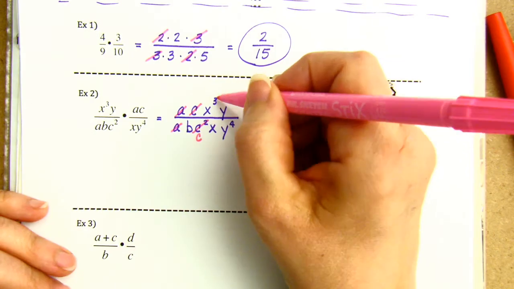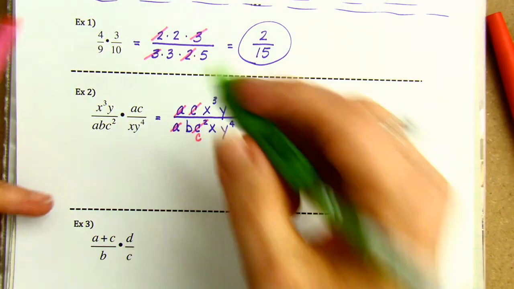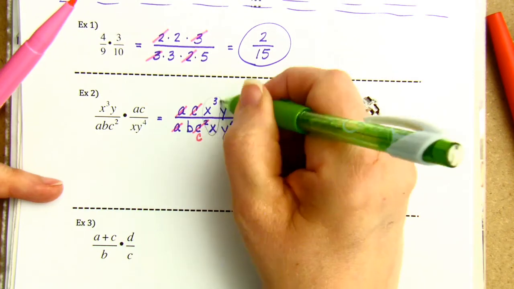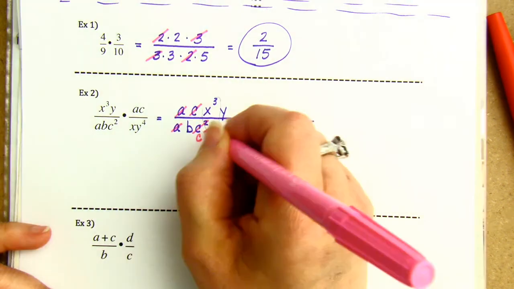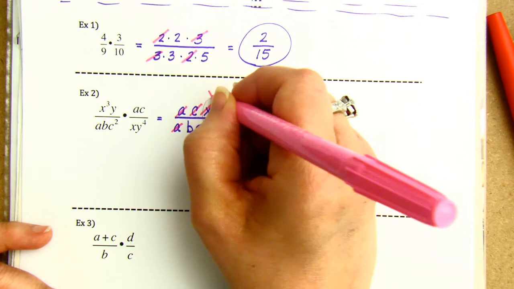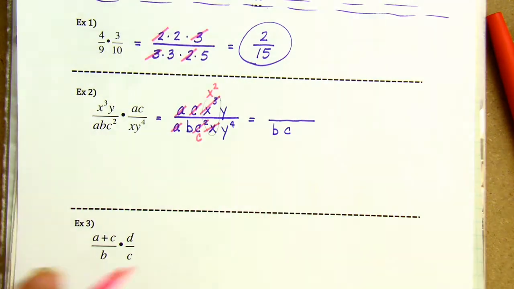The x's, and they are here, visually. I'll give you a visual. All right, 3 x's in the top, 1 in the bottom. Well, guess what? The bottom one's going to kick out one of these, leaving me with 2 left up top.